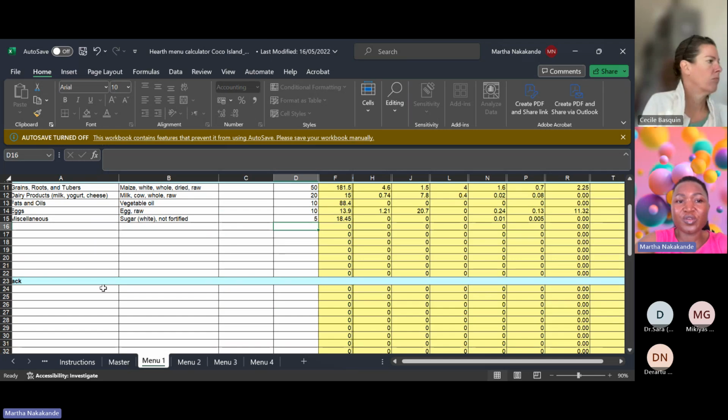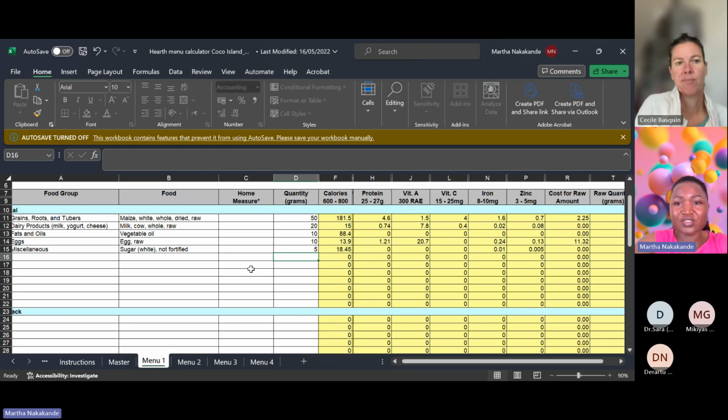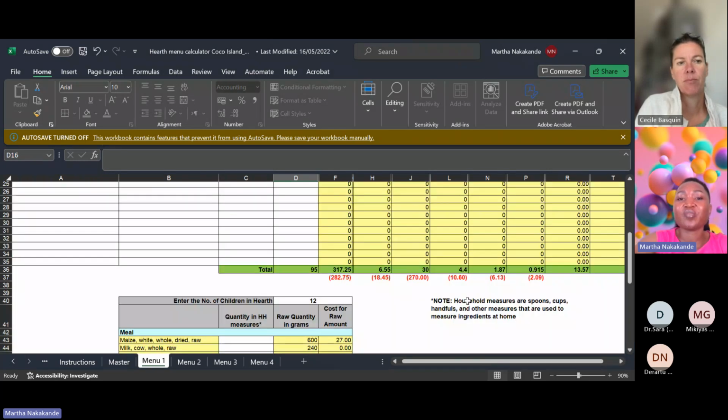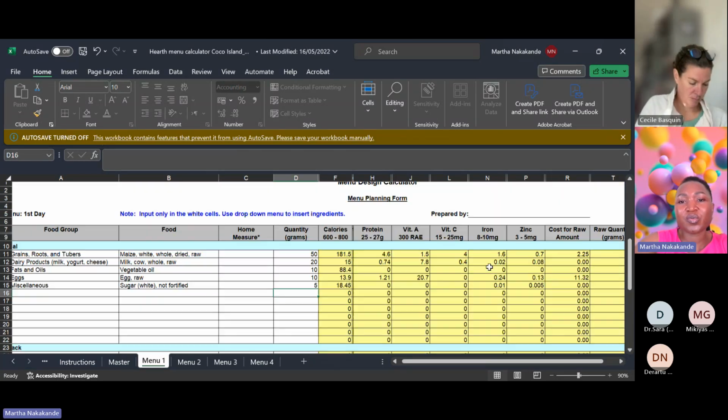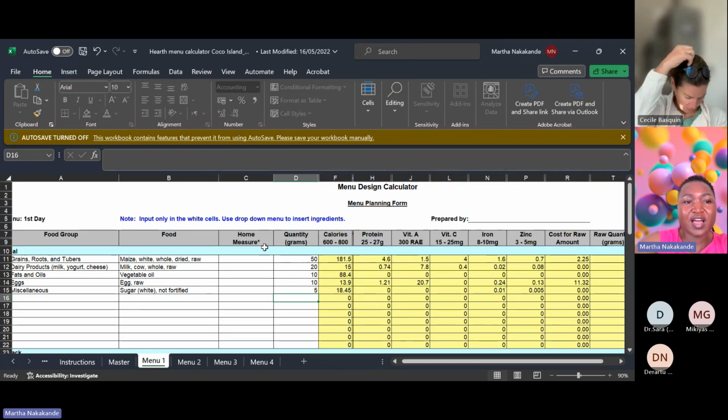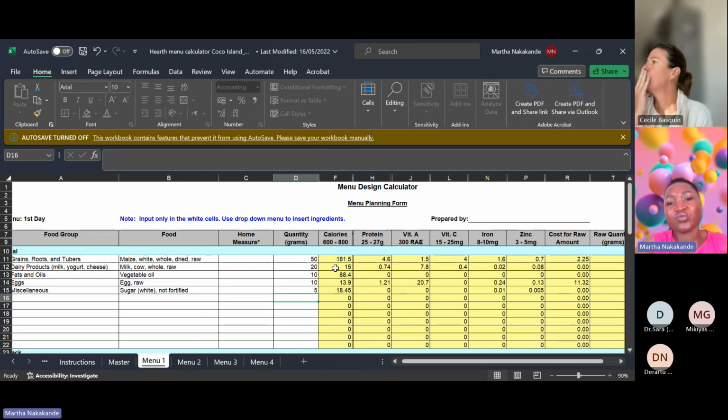Normally, the snack will also help increase the quantities, but since you don't have a snack. So anyway, that's how you manipulate the calculator until you get the appropriate quantity. So whatever menus you're going to design, make sure that you're getting as close as possible to the values that we have in the gray column. So calories, we need at least between 500 to 600. That is the lower level for food insecure context, but ideally 600 to 800. Protein, you need about 25 to 27.